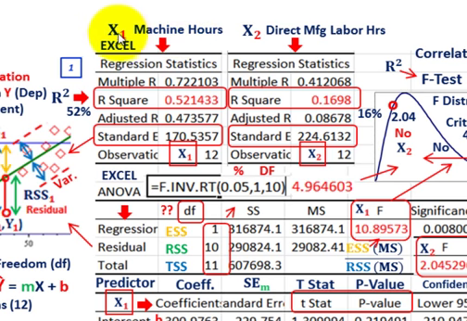So first off, for our x1 independent variable, that represents our machine hours here, and x2 represents our direct manufacturing labor hours, and we'll do a comparison between those two. First off, we're going to start out with our correlation statistics to see which of the two here is better. So here's where we're going to look at our r-squared value and also our standard error here.